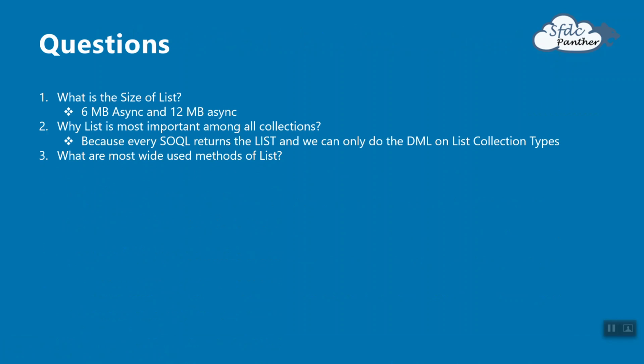So what are the most widely used methods of list? I have listed here. First is add, get, set, remove, contains, and clear. And then you can also include isEmpty. Even if you are missing any one from here, that doesn't have that much effect.